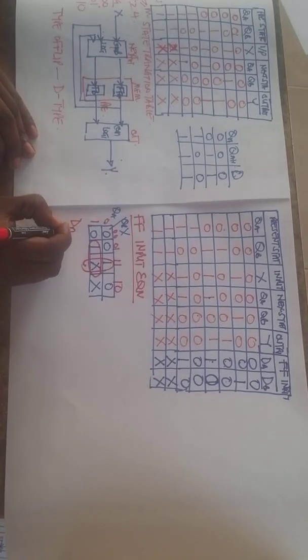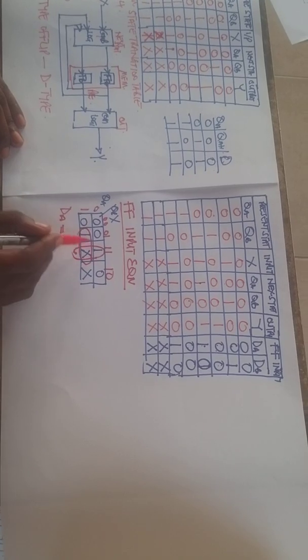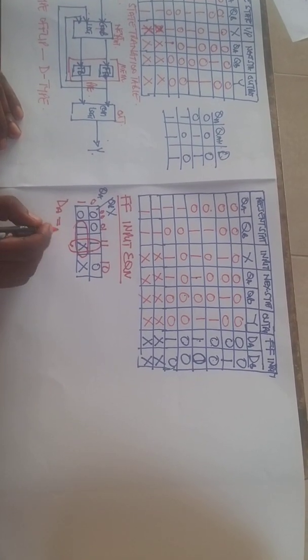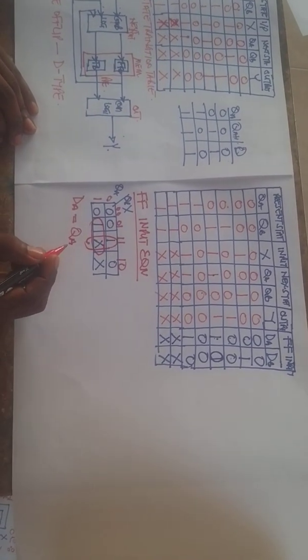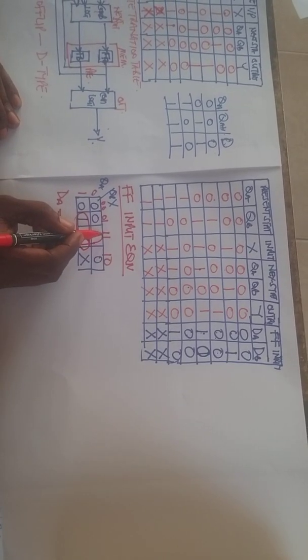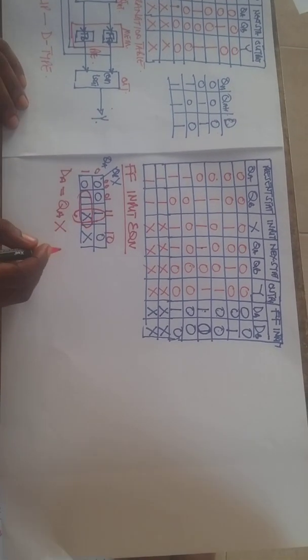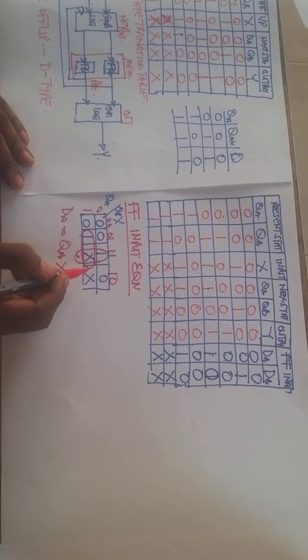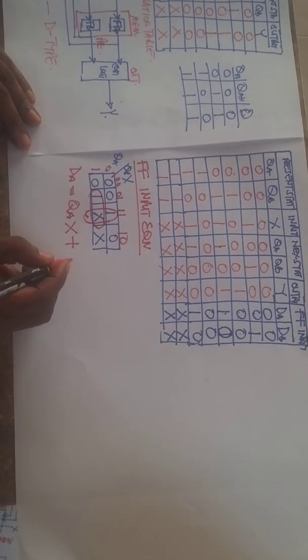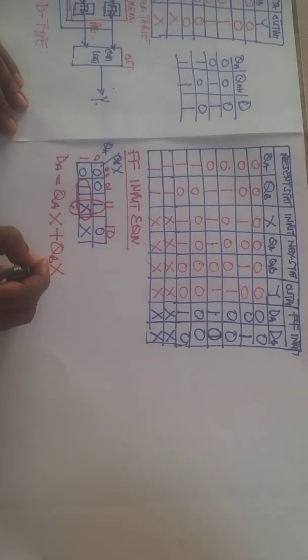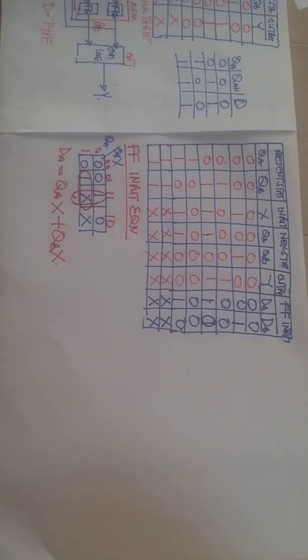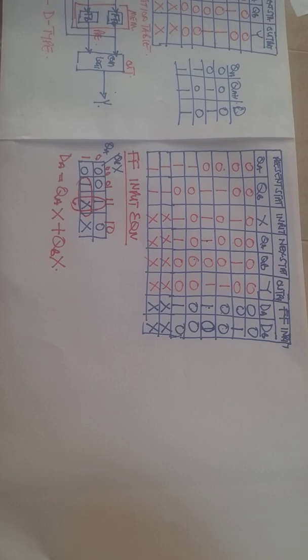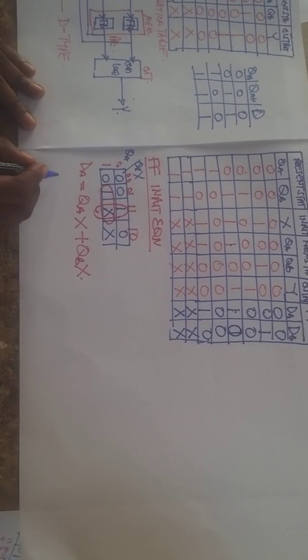Okay, so what will be our DA? Our DA will be equal to, if I take this, it's going to be QA. I'm taking this QA, cancel this, X, plus, when I take this, cancel this, QB X. Okay, so that will be for our DA. Let's do the same for DB.